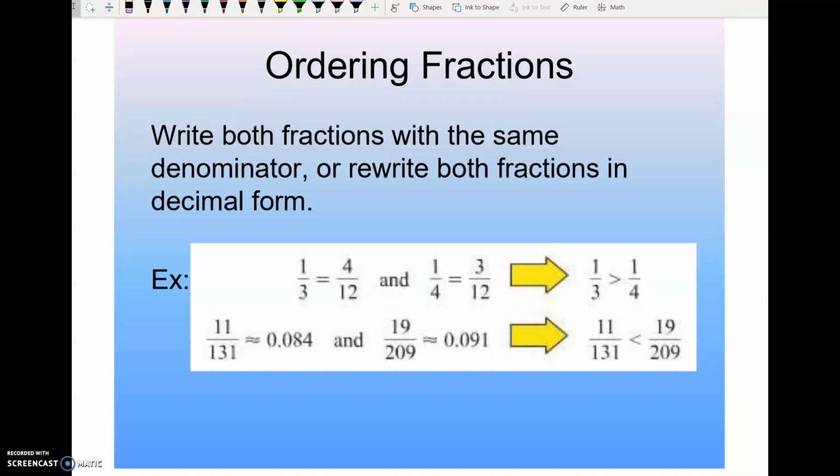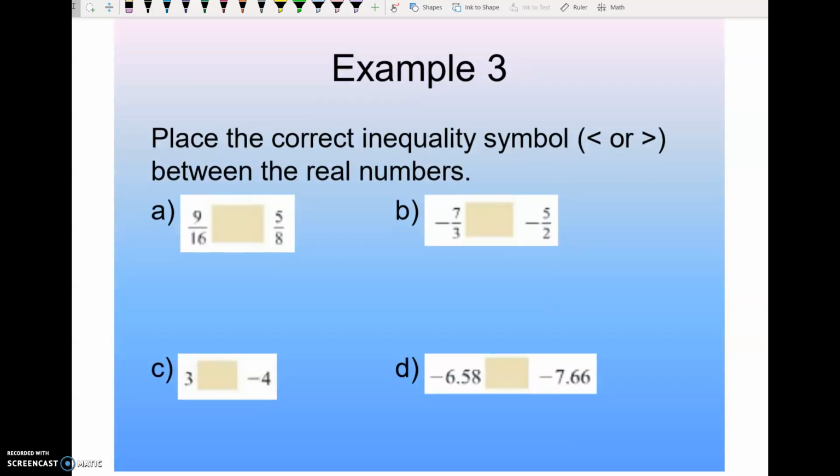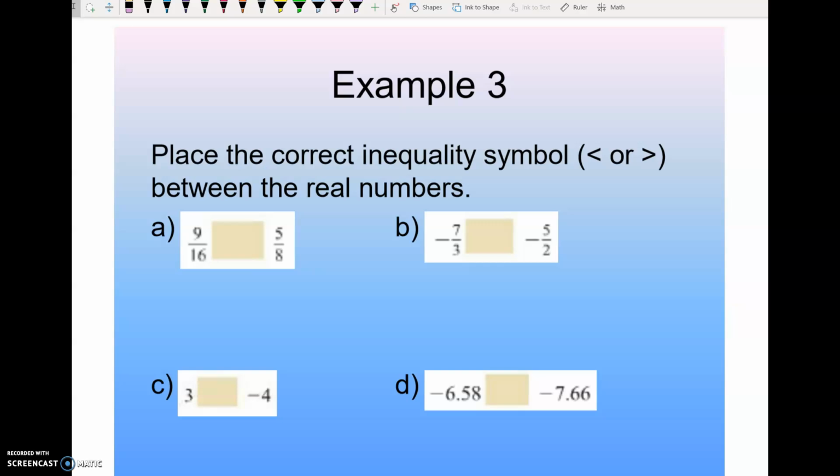If we want to put fractions in order, figuring out which one is bigger than the other, we need to write both fractions with the same denominator or write them in decimal form. And the easiest thing is probably going to be to write them in decimal form. So you may want to get a calculator out at this point. I'm going to pause my video. Okay, I just got out a calculator. So 9/16, 9 divided by 16 is 0.5625. 5/8 is 0.625. Which one is bigger? 0.625 is bigger.